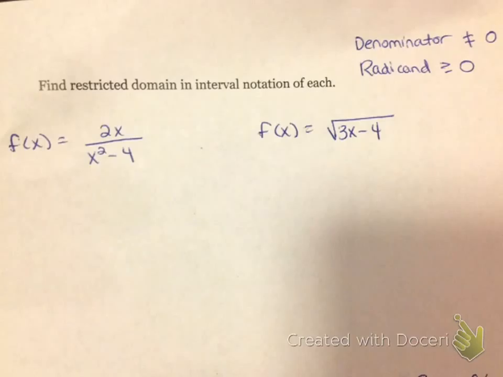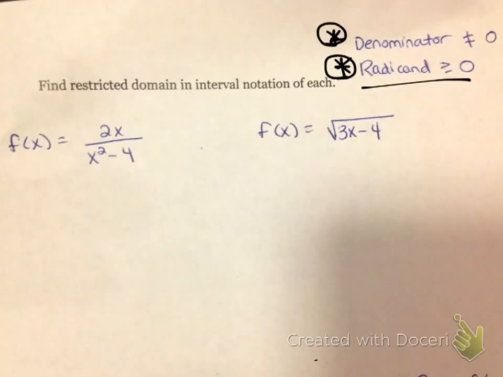Okay, now we need to find the restricted domain in interval notation of each. So I have in the top right hand corner two things you need to remember. Denominator cannot equal 0, and if I had a square root function, the radicand, fancy word for what's underneath the radical, has to be positive, greater than 0.